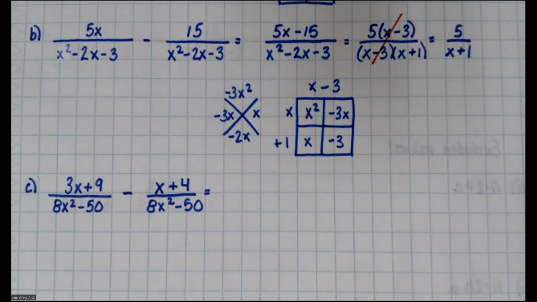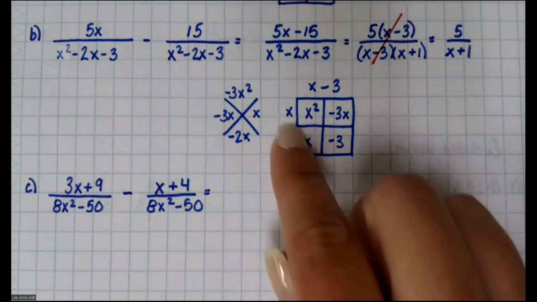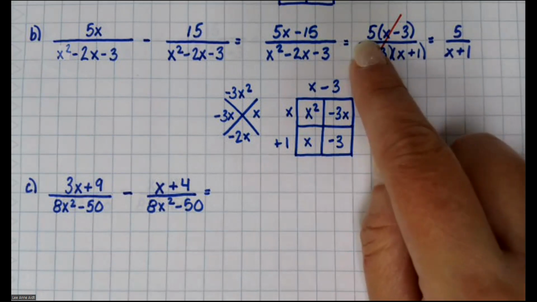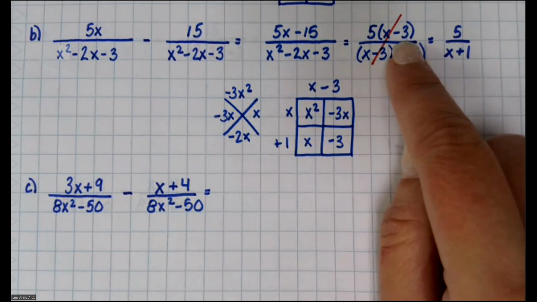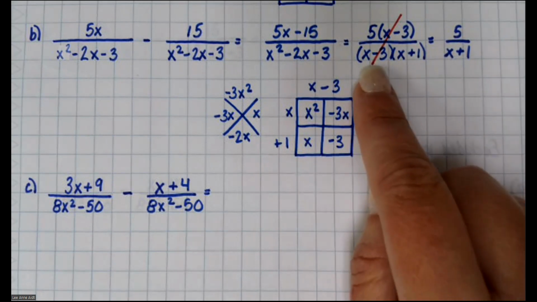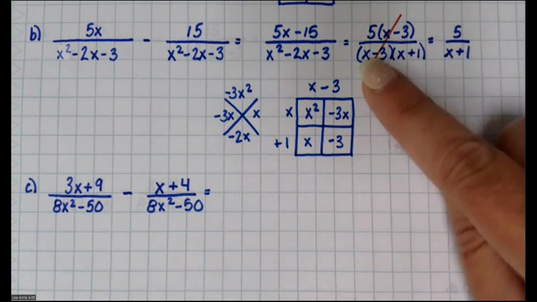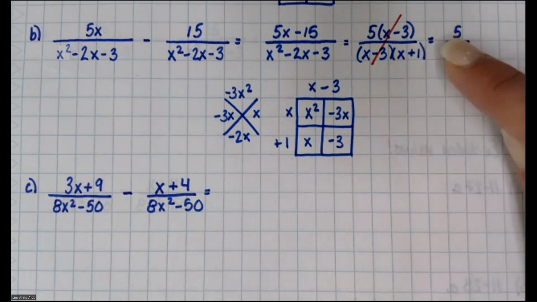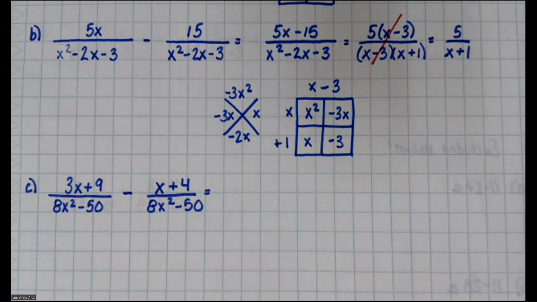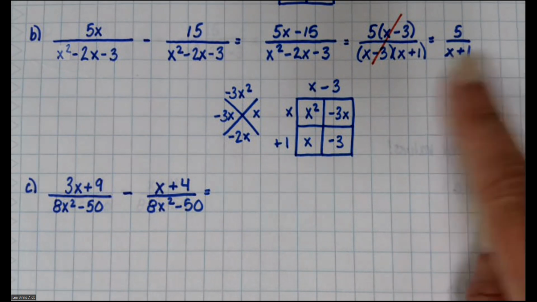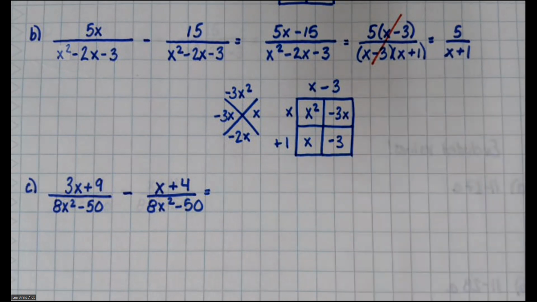All righty, people. Here you go. So the top is 5 parentheses x minus 3. The bottom is x minus 3, x plus 1. x minus 3 is made a giant 1, reduced to 5 over x plus 1. Is anyone willing to tell me the excluded values for this problem? 3 or -1. Beautiful.